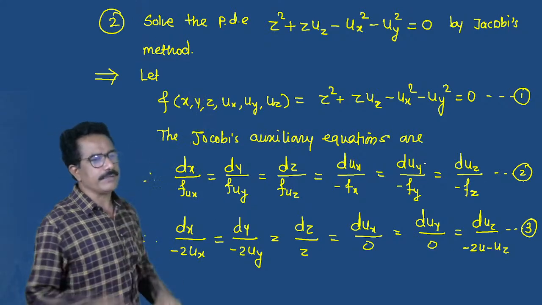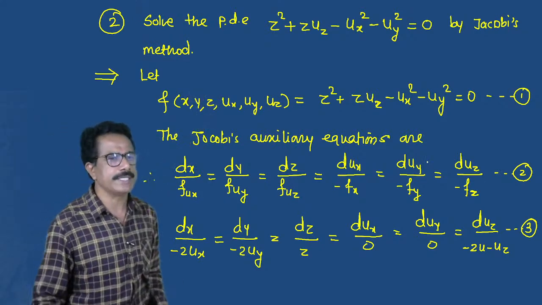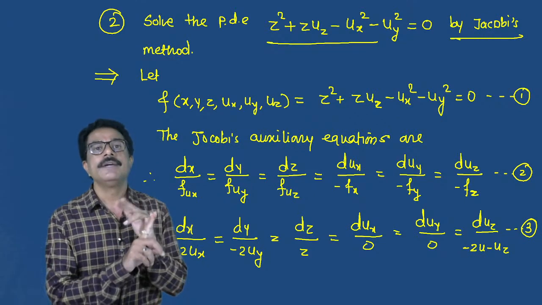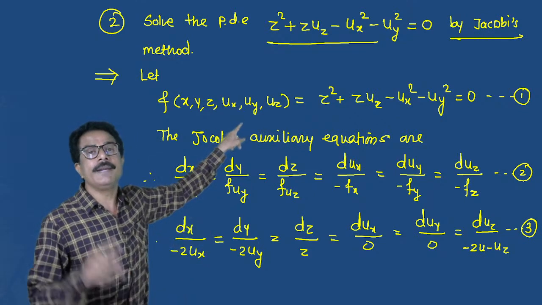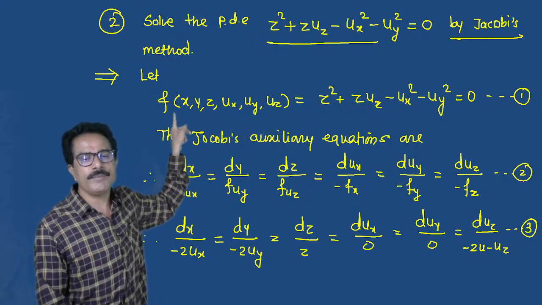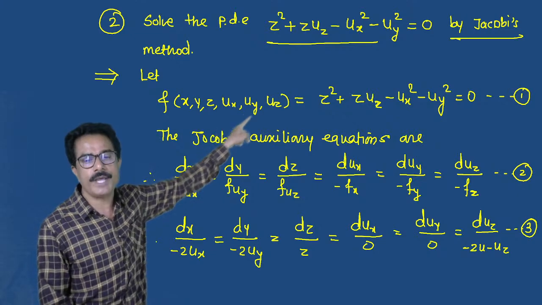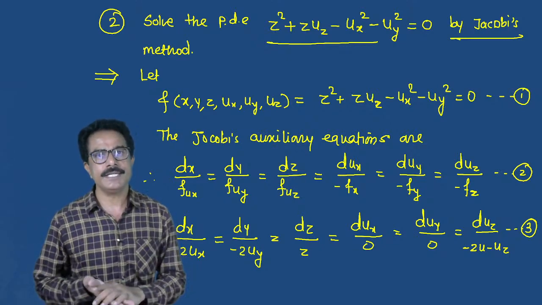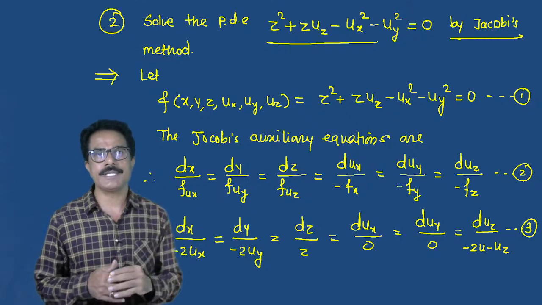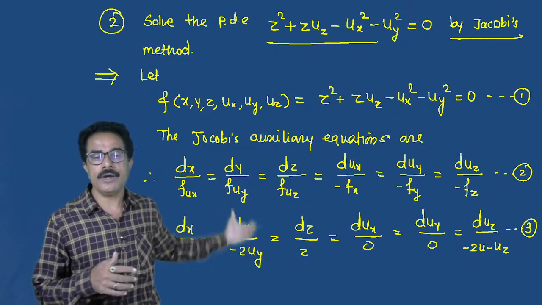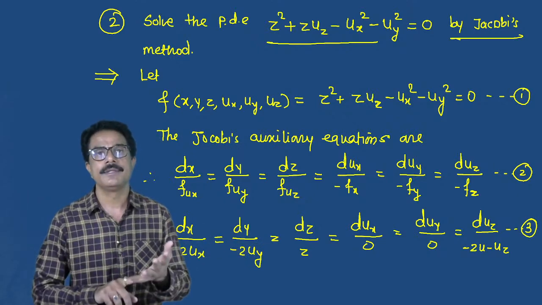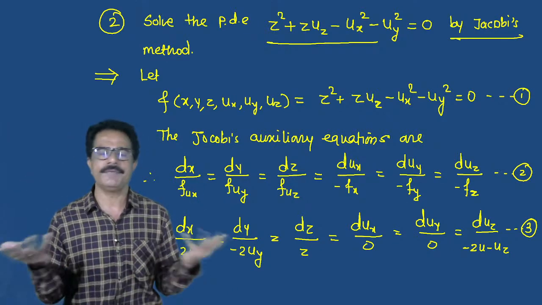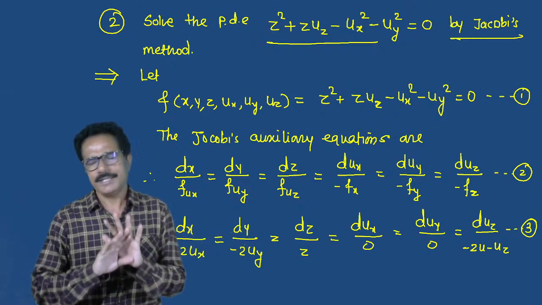Solve the partial differential equation by Jacobi's method. We have to use the same procedure, same steps. First, consider the given differential equation in the general form f of x, y, z, ux, uy, uz. Then write down Jacobi's auxiliary equations, put the values in them, and use them to calculate ux, uy, uz. Put these values in the Pfaffian differential equation and solve it, then you will get the solution. There is no alternative method.